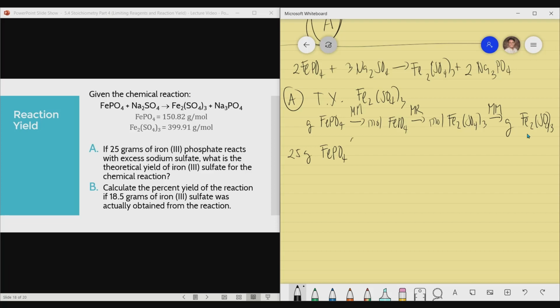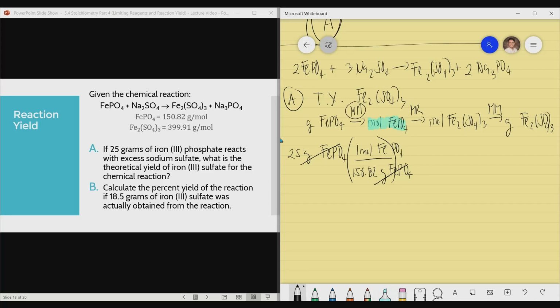So let me write. So good thing, the first one is we need the molar mass of FePO4. It's already provided here. So I'll write 150.82 grams of iron 3 phosphate, and then this is 1 mole of iron 3 phosphate. So grams will be cancelled. I now have moles of FePO4. So nandito na ako.